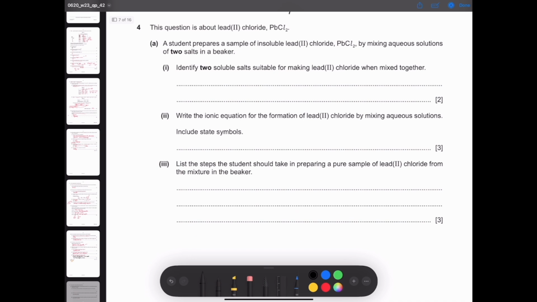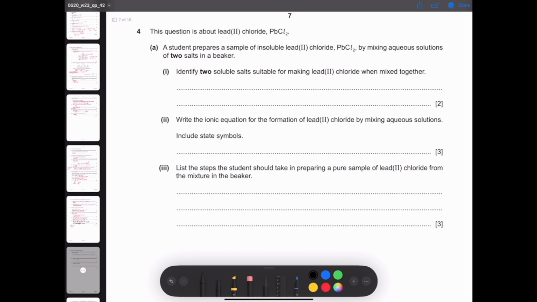All right. Now, question number 4. This question is about lead chloride. A student prepares a sample of insoluble lead chloride. So this is the precipitation method, where they use two different salts in a beaker. Identify two soluble salts suitable for making lead chloride.